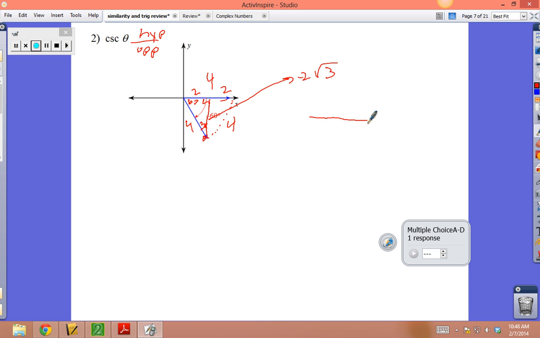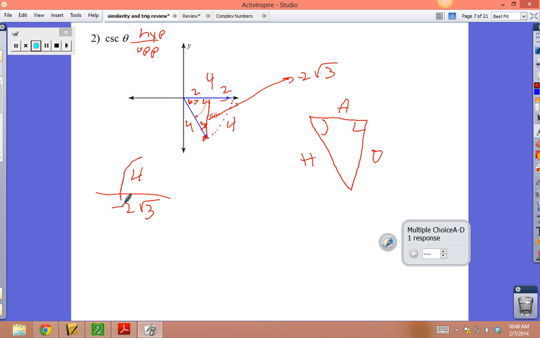So now I'm going to draw kind of a bigger picture. If I'm looking from right here, and there's my 90, I know this is my hypotenuse, this is my adjacent, and this is my opposite. So I want the hypotenuse, which is 4, over the opposite, which is this guy, negative 2 square roots of 3.